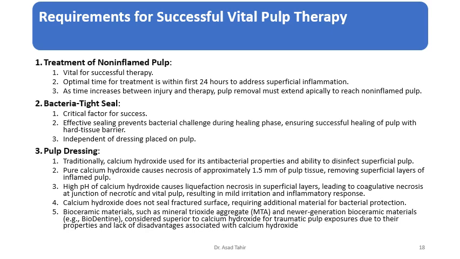Calcium hydroxide does not seal the fractured surface, requiring additional material for bacterial protection. Bioceramic materials, such as mineral trioxide aggregate, MTA, and newer generation bioceramic materials, e.g., Biodentine, are considered superior to calcium hydroxide for traumatic pulp exposures due to their properties and lack of disadvantages associated with calcium hydroxide.